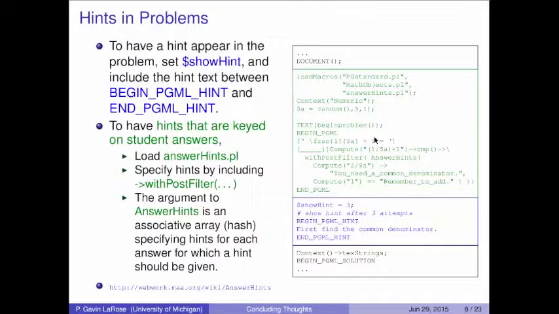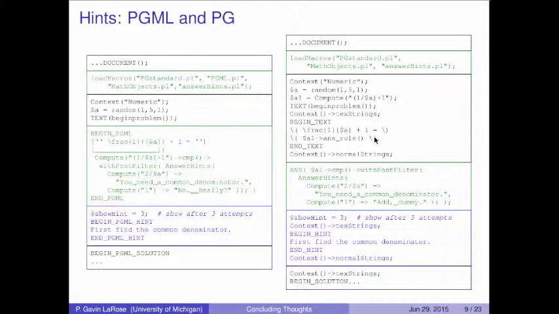Paul talked about this, so I'm not going to say anything more other than to point out that there are these two types of hints. One is where you load answer hints and use a post filter to get the response that is keyed on the student answer, and the other is something that just shows a hint after some number of attempts. Both of those are powerful things which I don't use nearly as much as I should.